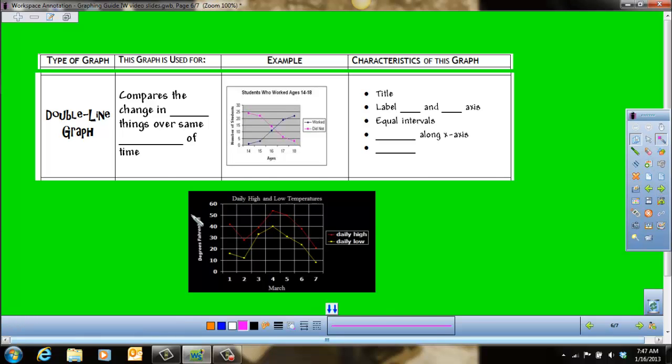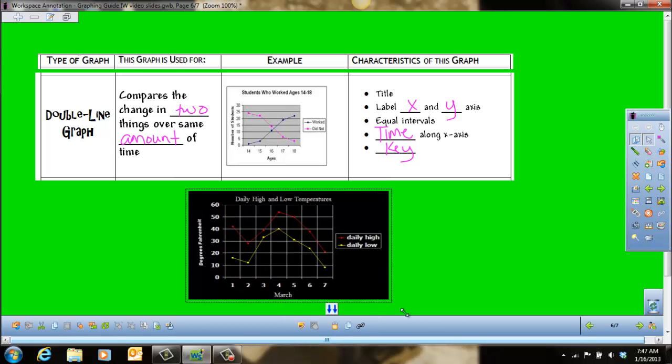A double line graph compares the change in two things over the same amount of time. So again, we're doing change over time, but you're comparing two different things. You need a title. You need to label your x and your y axis. Again, equal intervals. And as usual, your time will always go along the bottom, the x-axis. And then you need to have a key. Again, it might be color coordinated if you're doing two different color lines.